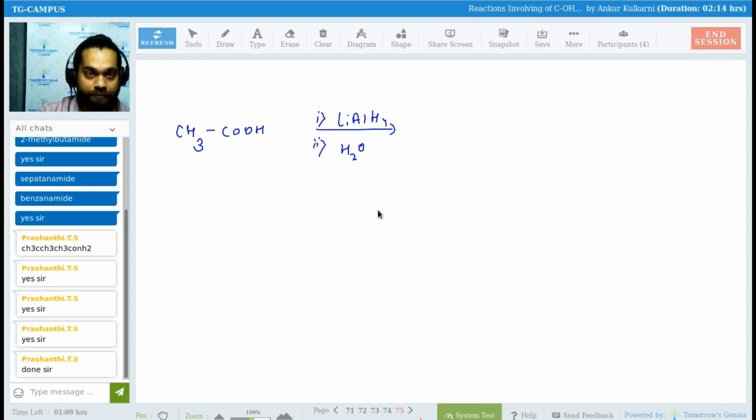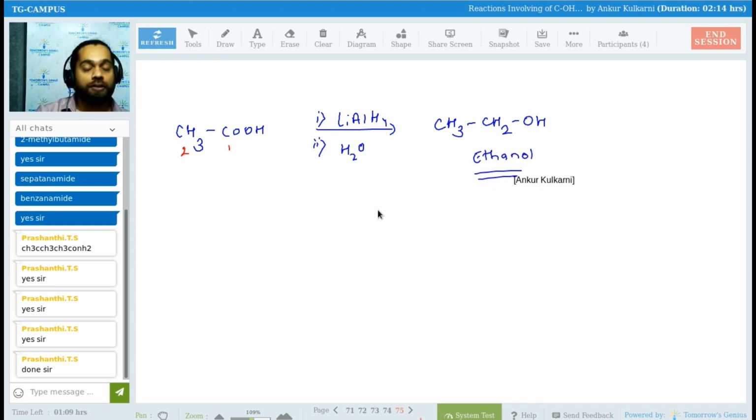Methyl alcohol. Common mistake, Bhuvnashree. You have two carbons, no? So a two carbon alcohol, CH3CH2OH. So I will get ethanol. Is it clear?